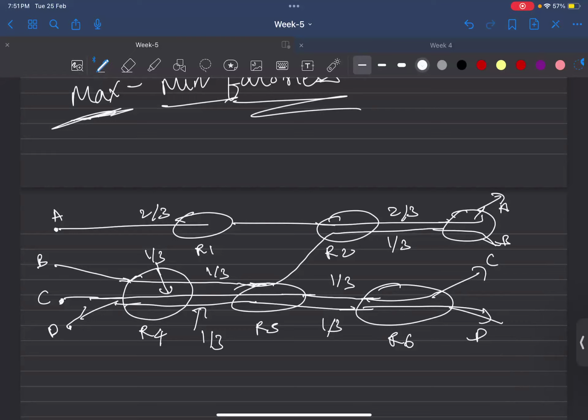So in this diagram, basically it means that changing the flow of any in-between route, if we have to increase one, we will have to decrease something. So some compensation will have to be made. You cannot increase it without any after effect.